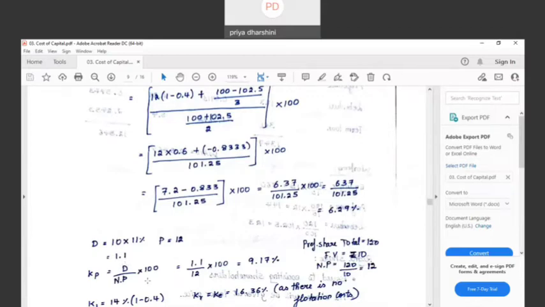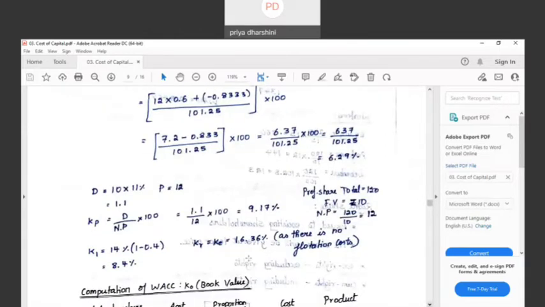How much is the net proceeds on preference shares? Look at the current ex-dividend preference share price, 12 rupees. So the price is 12 rupees. So 1.1 divided by 12 rupees into 100, you get cost of preference as 9.17%.